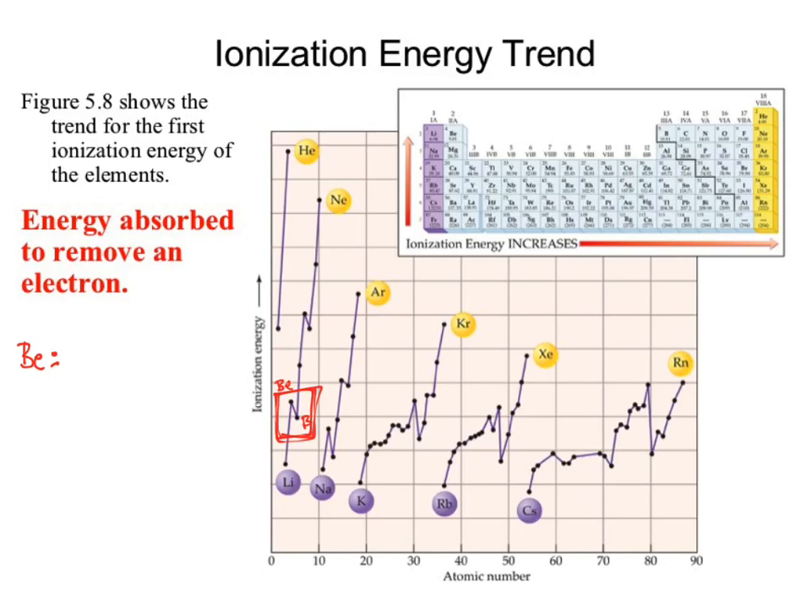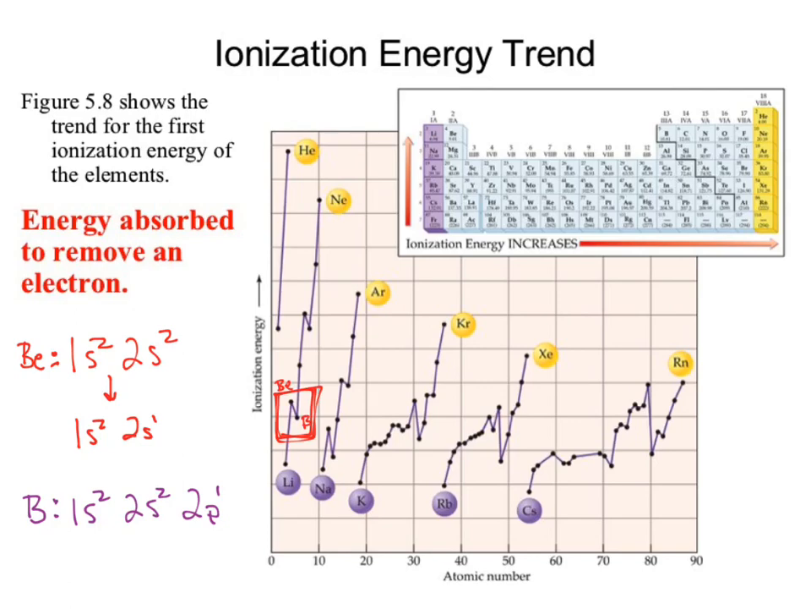Electron configuration. 1s2, 2s2. Okay. What is it for boron? 1s2, 2s2, 2p1. The ionization energy is talking about removing an electron. So for beryllium, when I remove that electron, what does its configuration become? 1s2, 2s1. I'm removing an electron.